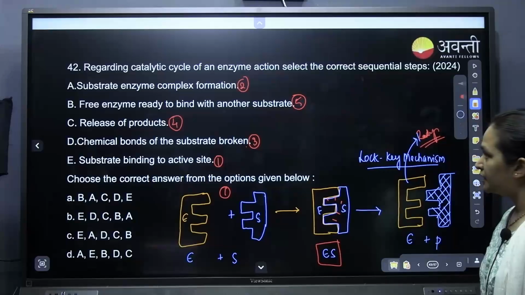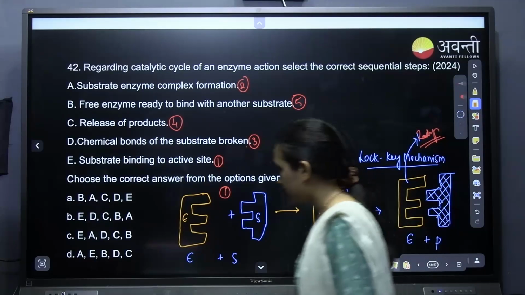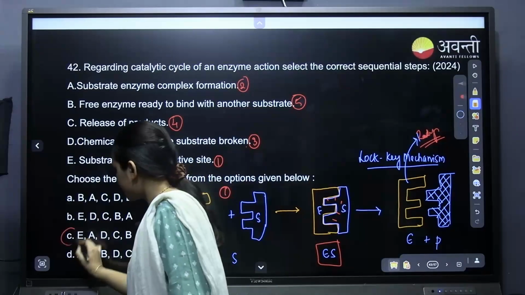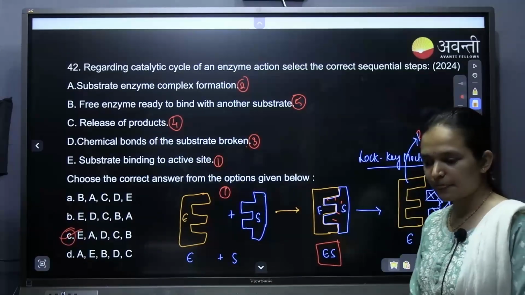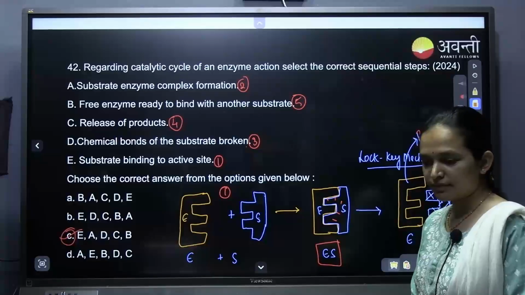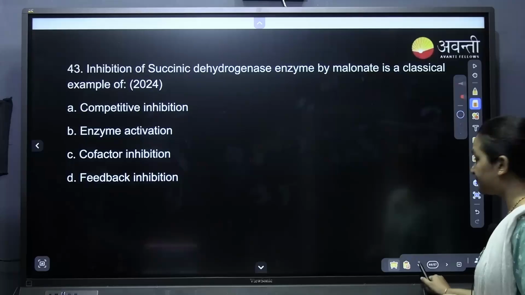So now, EADCB, yes, C is the correct answer. Any doubts? Any doubts? Yes. So we are going for the next question.